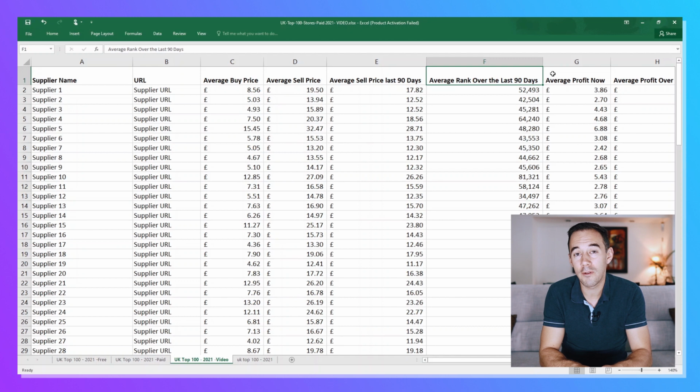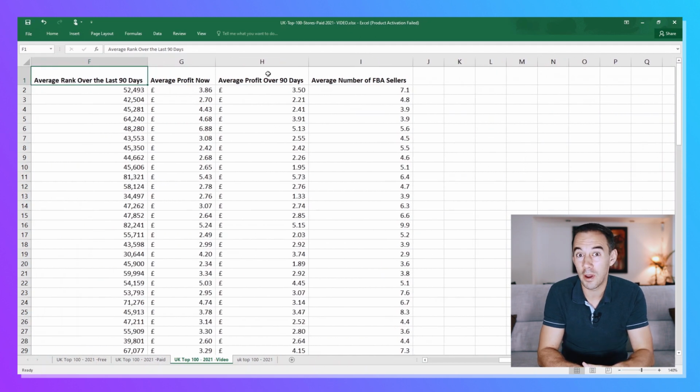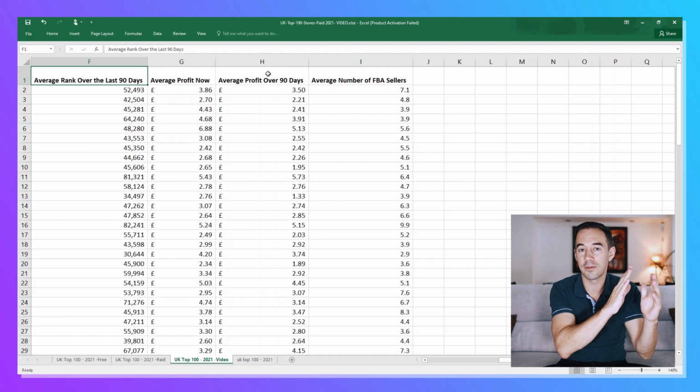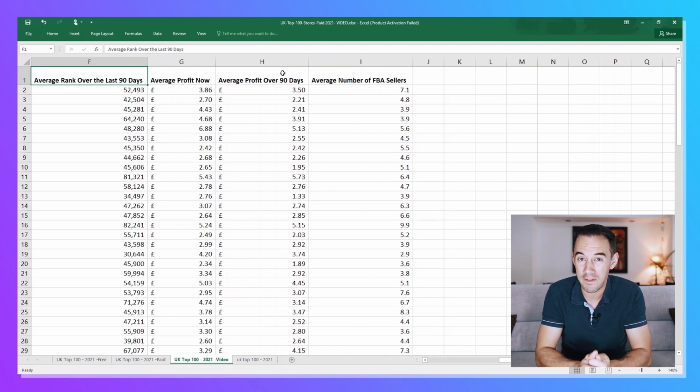We've also got the average profit, so you can see from each supplier what's the average profit today of all the deals that we found. And then also we have the average profit over the last 90 days. So the difference between today's price and maybe the average historical ones, and you can see which works there. And then even the number of FBA sellers, so how much competition you are going to have.